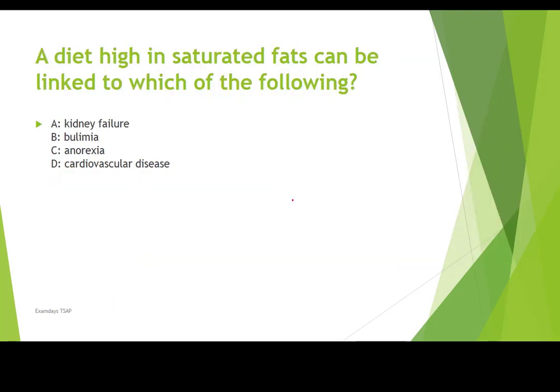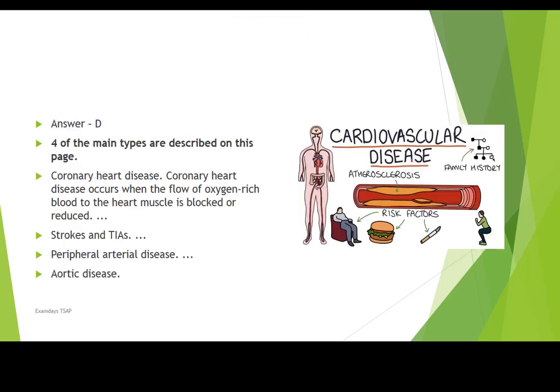A diet high in saturated fats can be linked to which of the following? A, kidney failure, B, bulimia, C, anorexia, and D, cardiovascular disease. So a diet high in saturated fats can be linked to cardiovascular disease. Here is the risk factor clearly showing the area that can be created in your body.